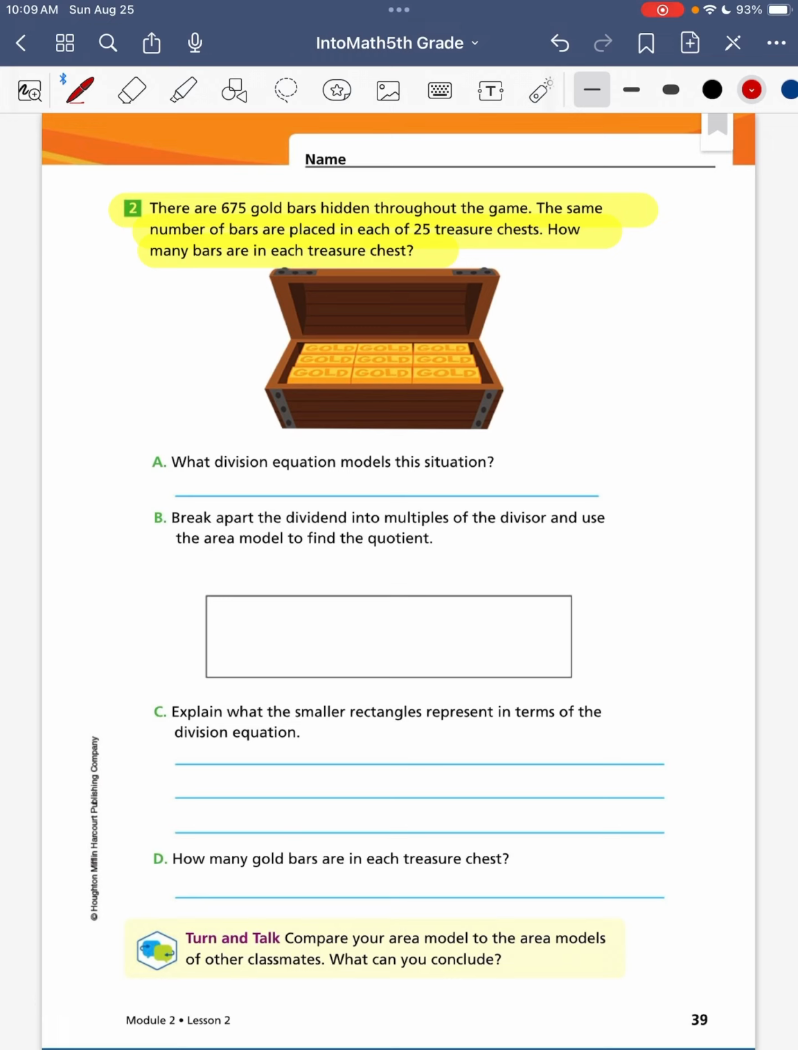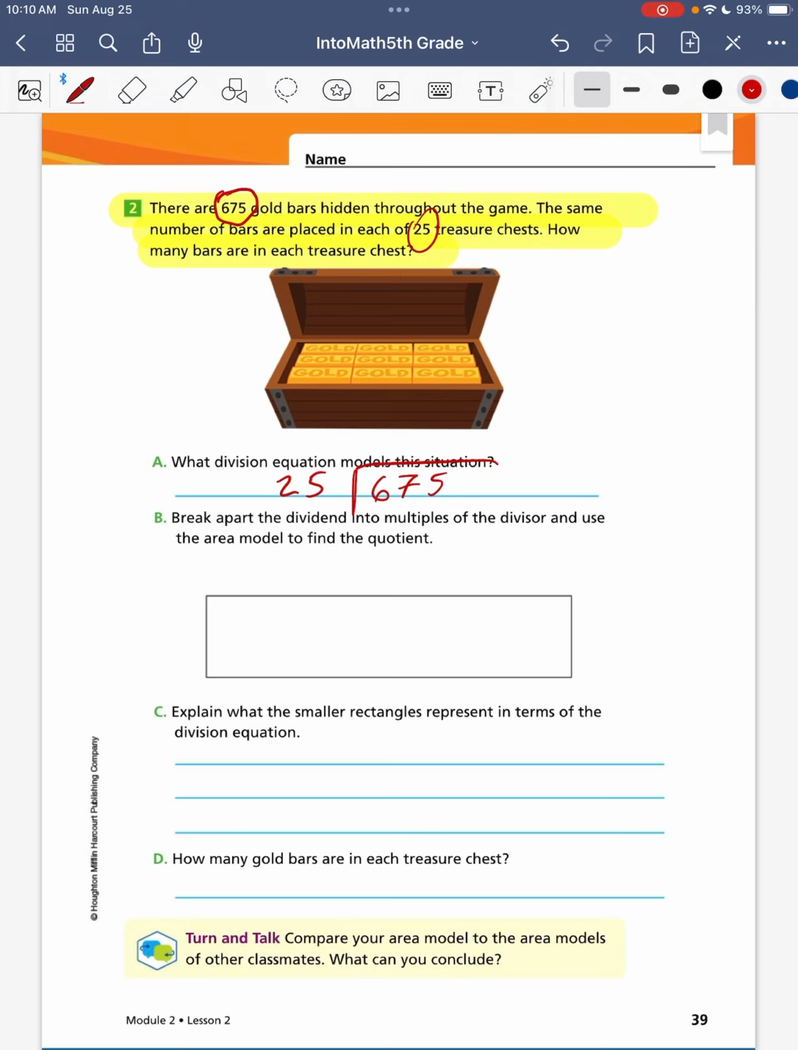On to build for understanding, number 2. There are 675 gold bars hidden throughout the game. The same number of bars are placed in each of 25 treasure chests. How many bars are in each treasure chest? First off, what division equation models the situation? We have 675, that is our total or our dividend. And we know one of the factors that will multiply to equal 675 is 25, so that is our divisor.